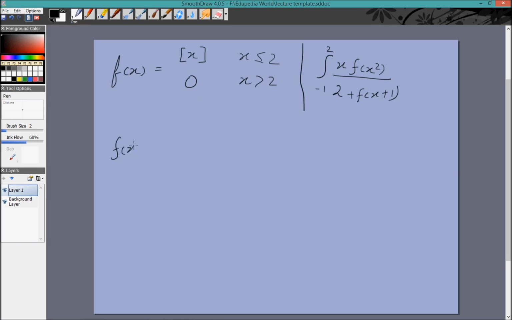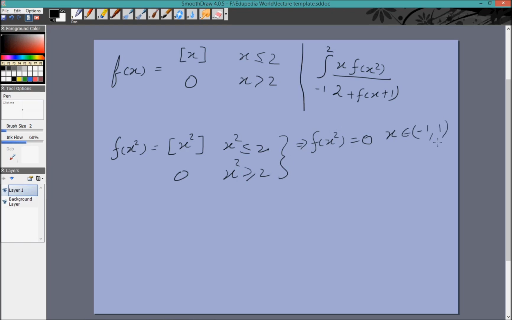f(x²) is simply the greatest integer less than or equal to x² if x² is less than 2, and is 0 if x² is greater than or equal to 2. I have done nothing but replace x by x² in the above expression, right? Which means that f(x²) will be 0 if x² is between 0 and 1, since the greatest integer less than or equal to x² would be 0. And if x² is between 0 and 1, that means x is between -1 and 1. So it is 0 for x between -1 and 1, right?